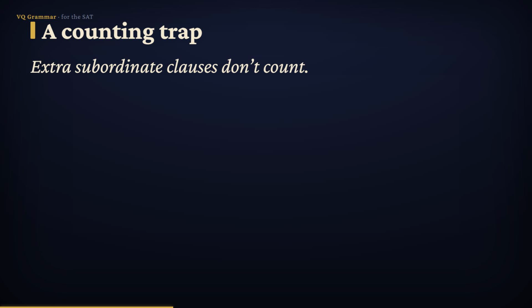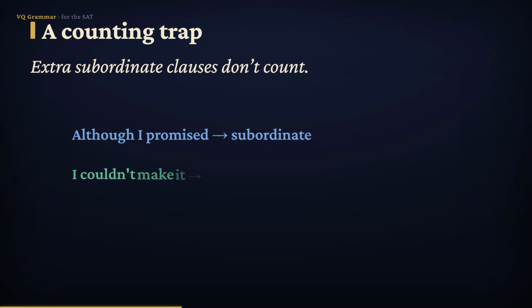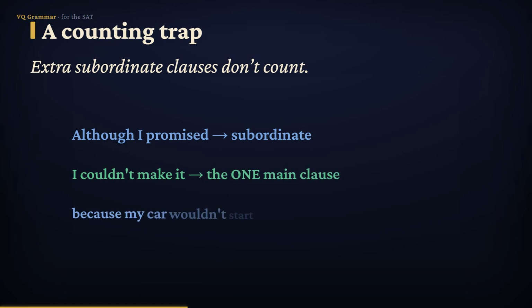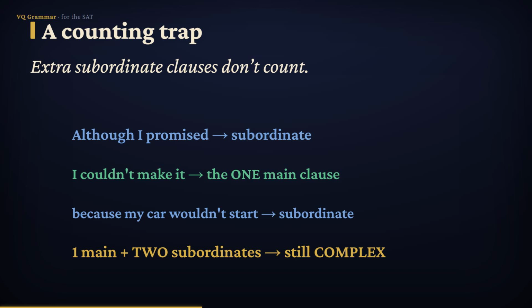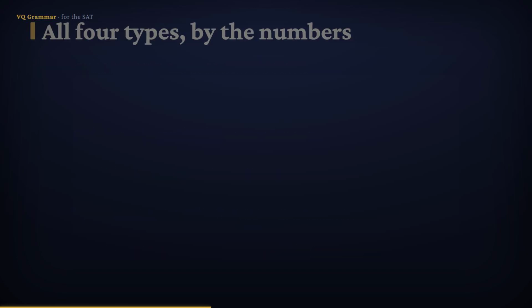Although I promised, I couldn't make it because my car wouldn't start. Although I promised is subordinate. I couldn't make it is the one and only main clause. Because my car wouldn't start is subordinate again. So that's one main clause with two subordinate clauses, which is still just complex, not compound complex. Count the main clauses, not the subordinate ones.